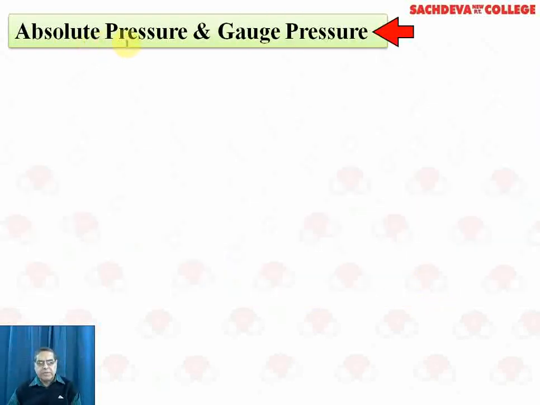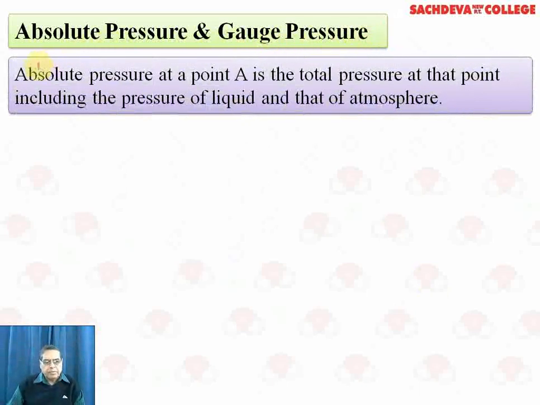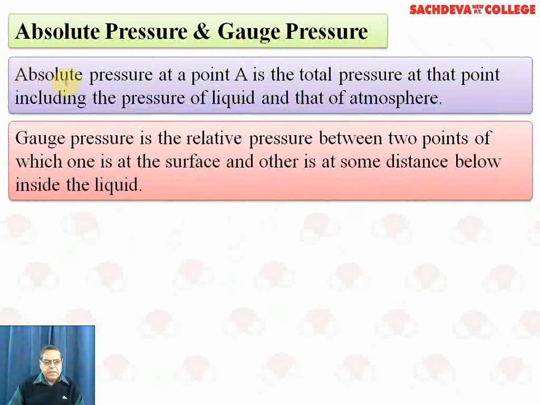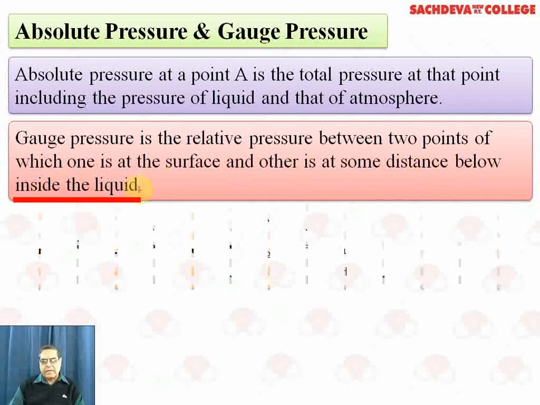Now we come towards what is basically absolute pressure, that is P naught, and the gauge pressure. To set up the relation, the absolute pressure at point A is the total pressure at that point, including the pressure of the liquid and that of the atmosphere. So if a point is within the liquid, that point experiences pressure due to the liquid as well as the atmosphere. Gauge pressure is the relative pressure between 2 points, of which one is at the surface and the other is at some distance below inside the liquid.